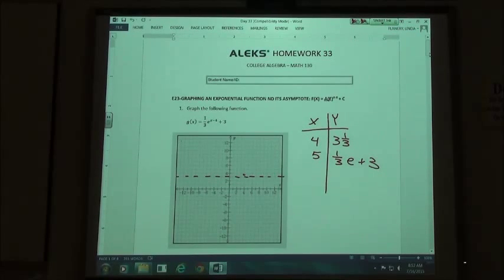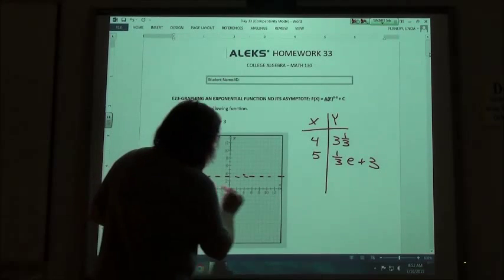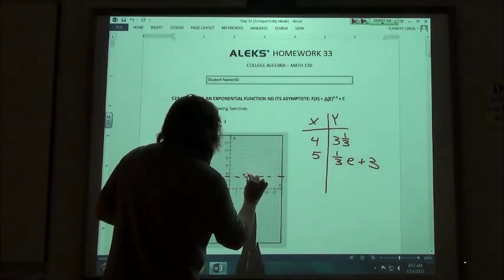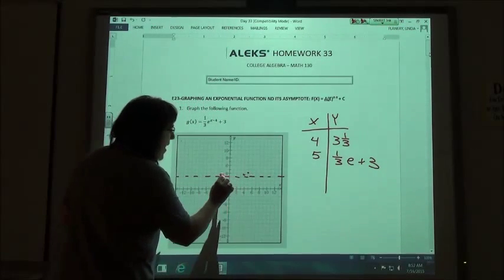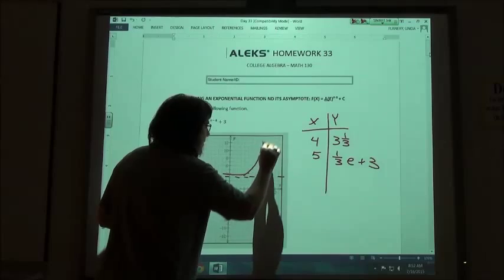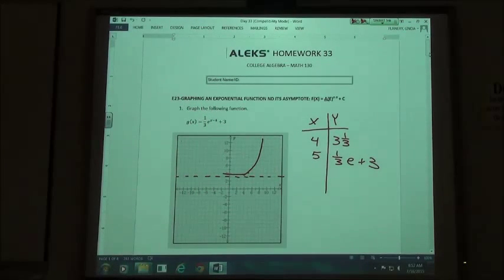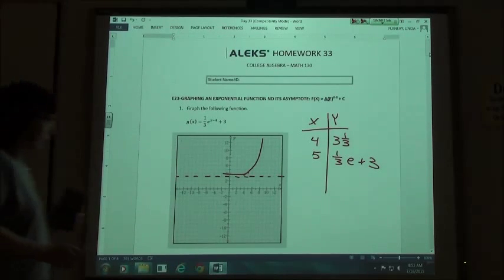1/3 e to the first power plus 3 is 3.9, approximately anyway. So 5 is up at 3.9, so just a little bit higher. And then when you hit the graph button, it's going to put your graph in there, and it's going to look something sort of like that. So when you're graphing those ones with the shift, you'll just use 2 points, one where you have e to the 0 power and one where you have e to the first power, and then put your asymptote on there.